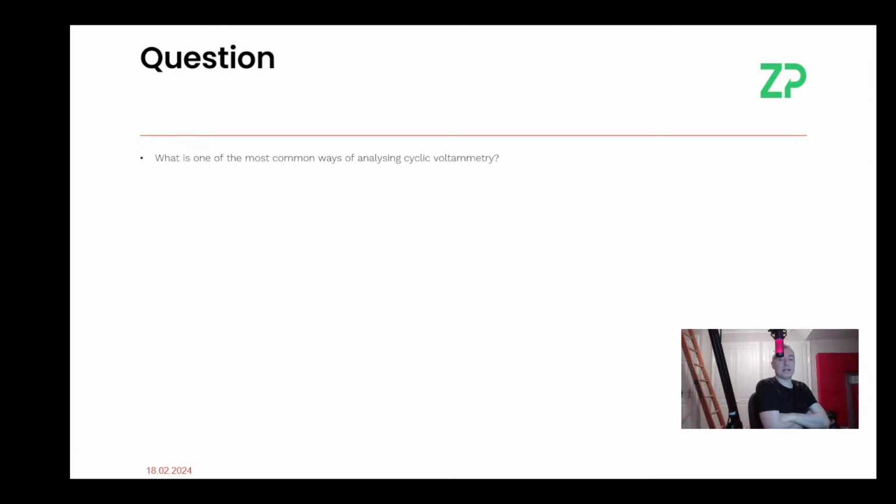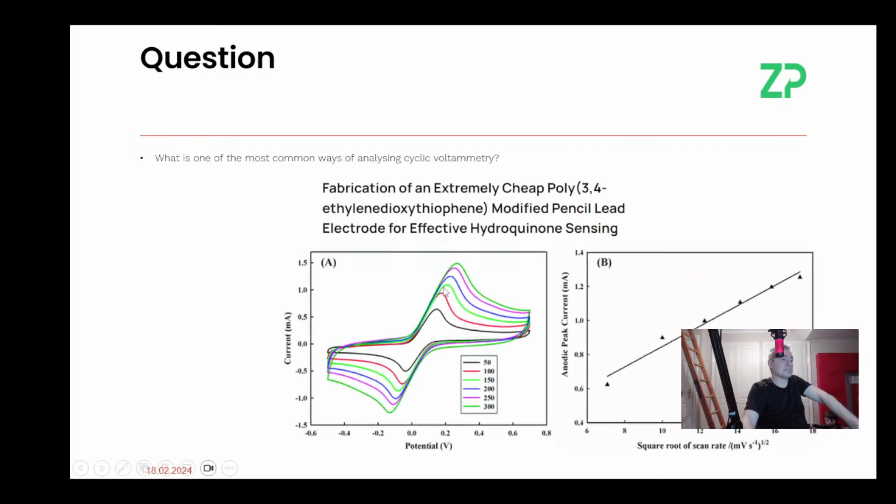This happens a lot in electrochemistry or electroanalytical papers. What is the most common way of analyzing cyclic voltammetry? People do this experiment all the time where they take an electrochemically active molecule and look at the Randles-Sevcik equation, which says that current is proportional to the square root of scan rate. They change the scan rate, and then show that their peak current is increasing according to the square root of scan rate in a linear fashion.